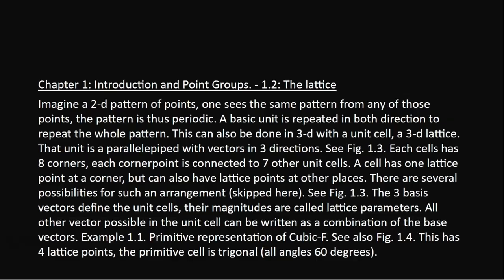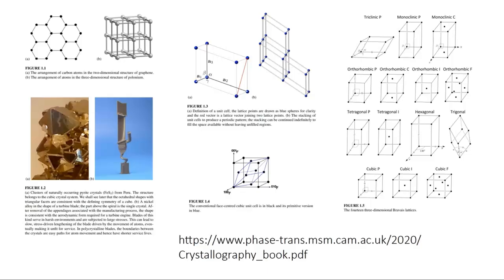Example 1-1, primitive representation of cubic F. See also figure 1-4. This has 4 lattice points. The primitive cell is trigonal and all angles are 60 degrees. Here you see the figures that are mentioned. If you want to study them, you better pause the video or go to the book via this link. This will also be in the description of the video.